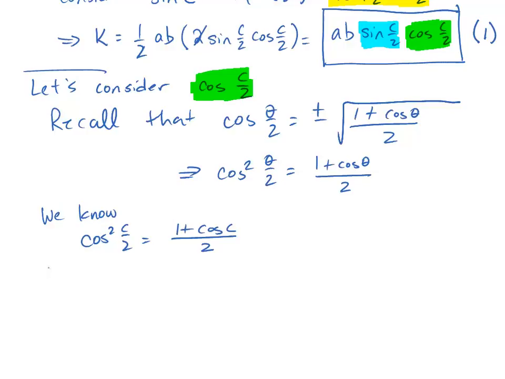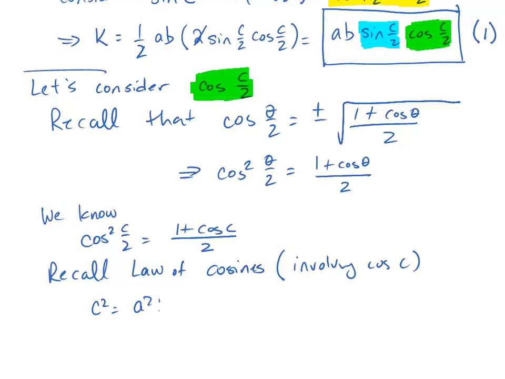Now also recall the law of cosines that involves cosine of C. You'll recall that c squared is equal to a squared plus b squared minus 2ab cosine of capital C. So here's what I want to do. I am going to take, and I'll use red here to just move things around. I want to move this c squared to this side, and I want to move this whole term here to the left-hand side.